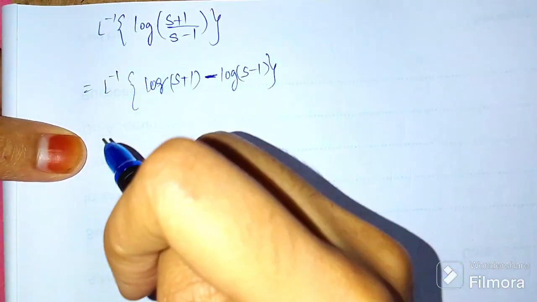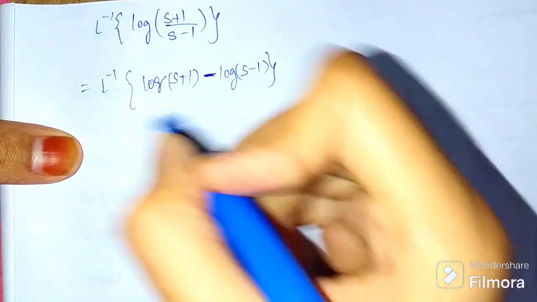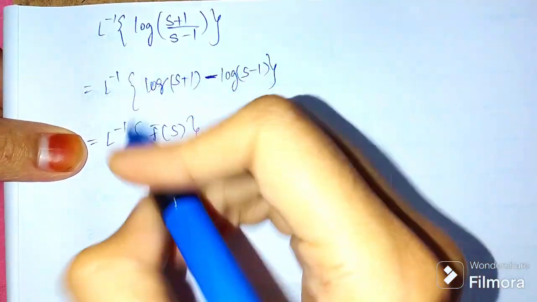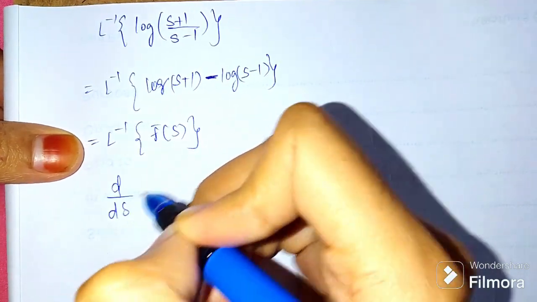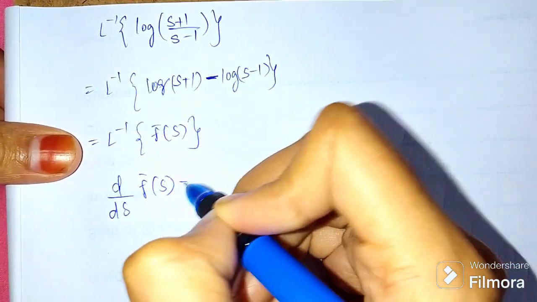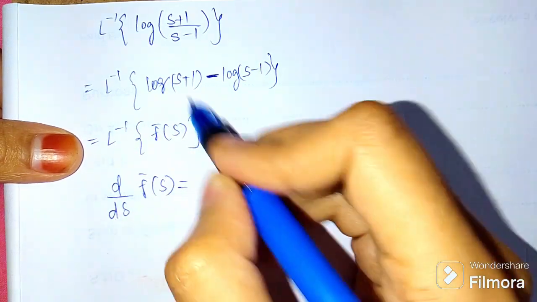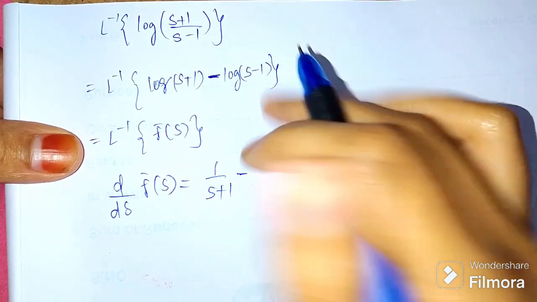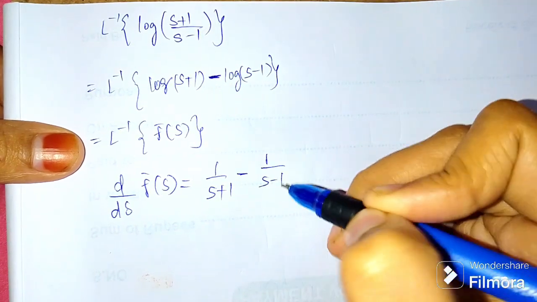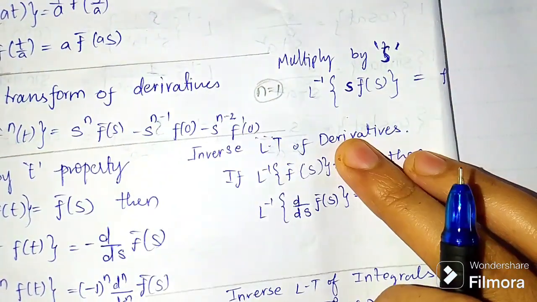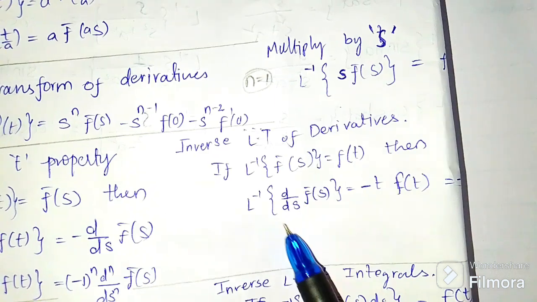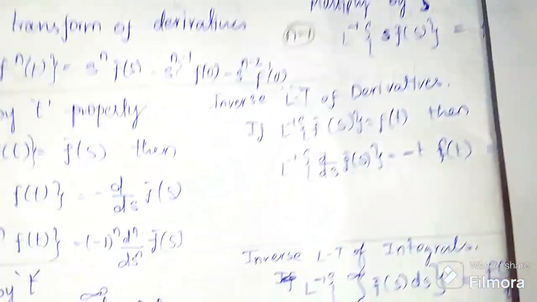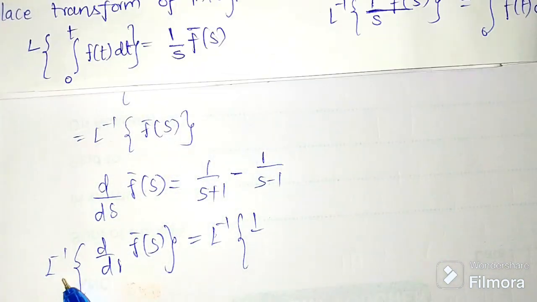But do you know this? Let's say this is f bar of s. Then do you know the derivative of f bar of s? For that, do you know Laplace inverse? Let's see. What is the derivative of f bar of s? Log s plus 1 gives 1 by s plus 1. For this, 1 by s minus 1. So plus inverse Laplace transform of derivatives, we know that Laplace inverse of derivative of f bar of s is minus t f of t. We know. So that's why I did it like this.